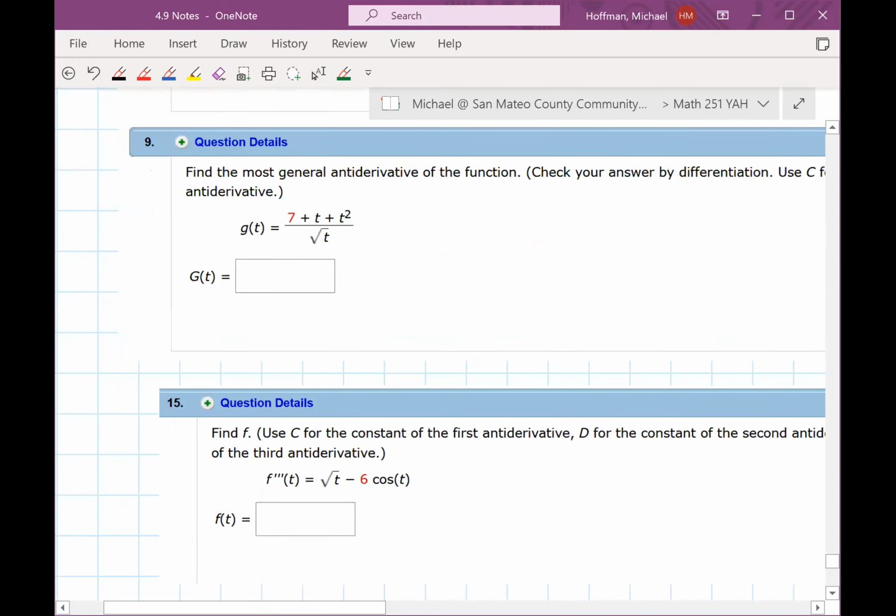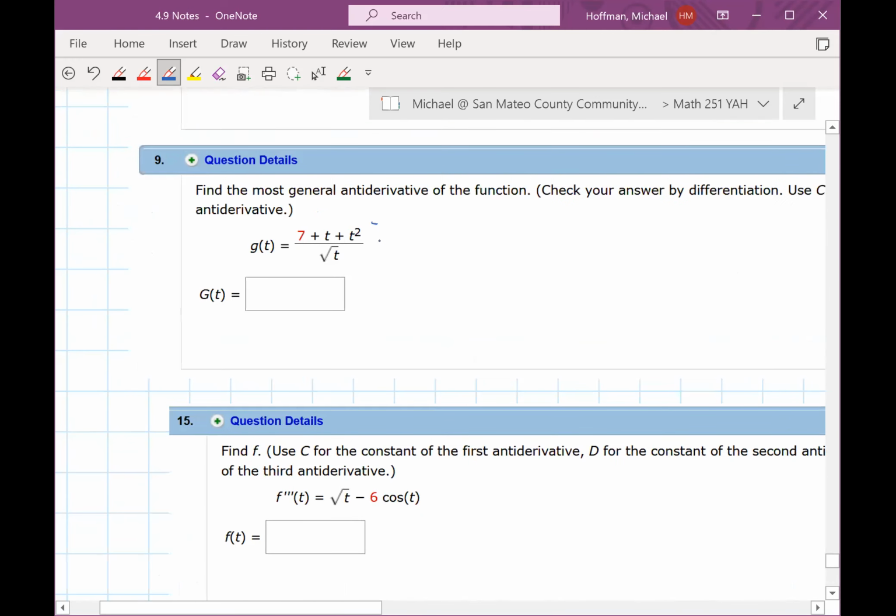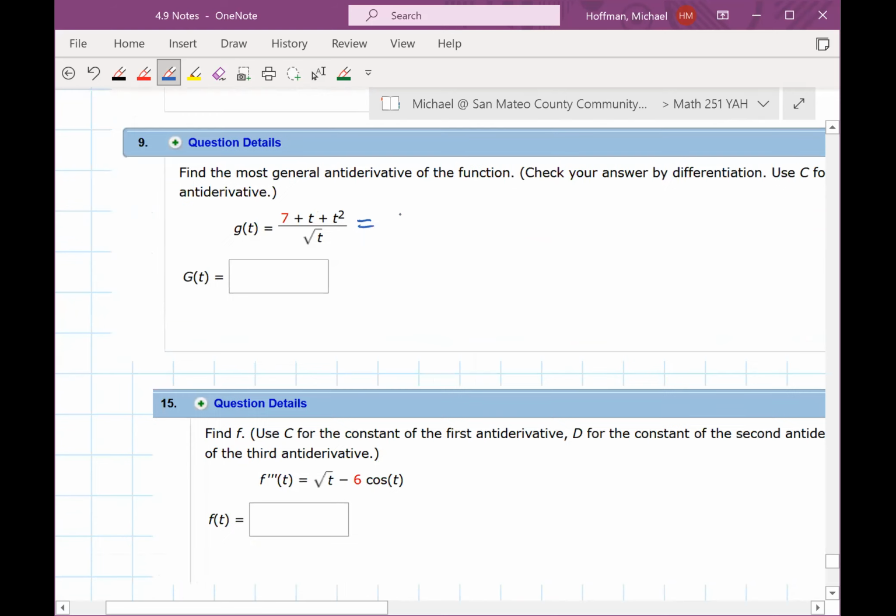Now, again, you're going to want to do the same kind of algebra. So I'm going to just give you a hint. This becomes 7 times t to the negative 1/2. Then I have what? t to the 1 minus 1/2. Then I have t squared minus 1/2. That is what you're going to start with. And then you'll use the inverse power rule.